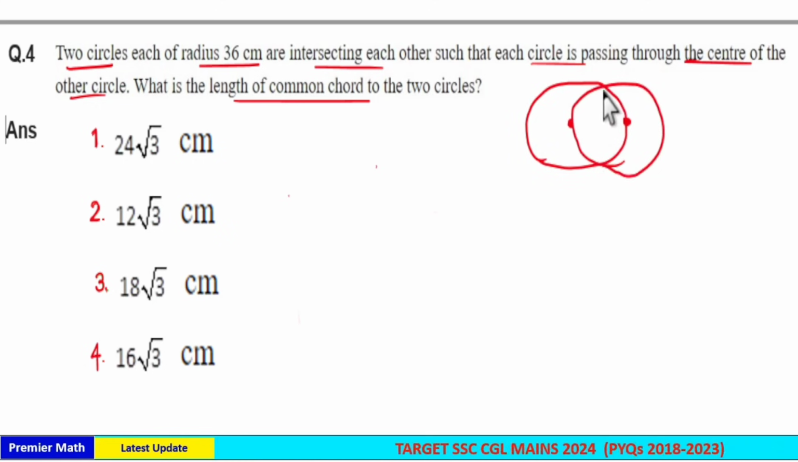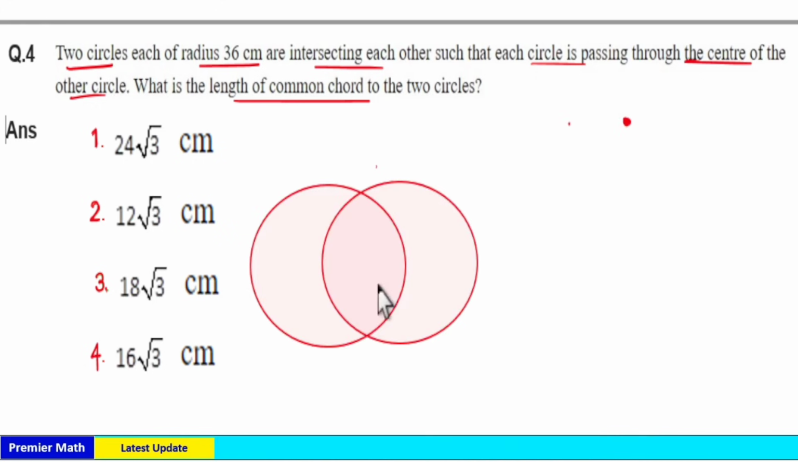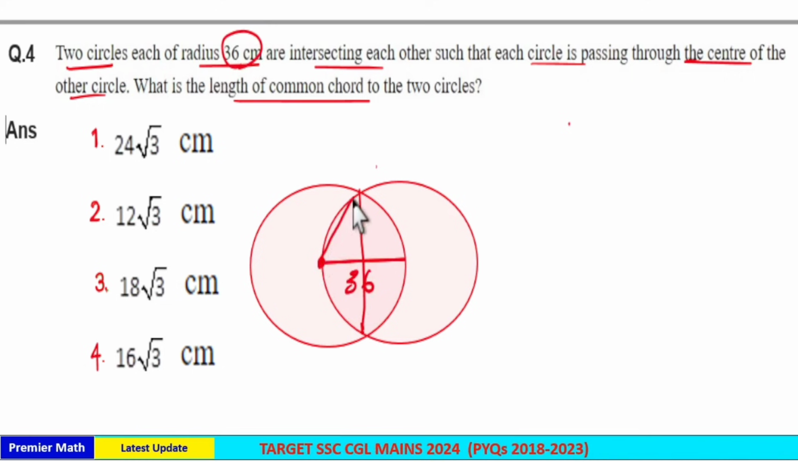Now we have to find out the length of common chord. So this is length of common chord. And here, this is center of first circle. Now you can see this is radius, that is 36 centimeter. And this is also radius, which is 36 centimeter. And this is center of second circle. So this is also radius, which is 36.